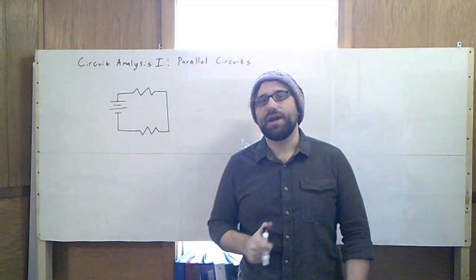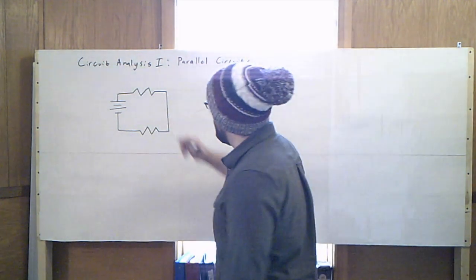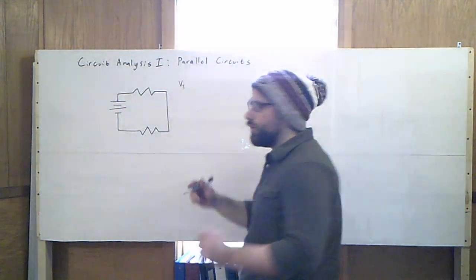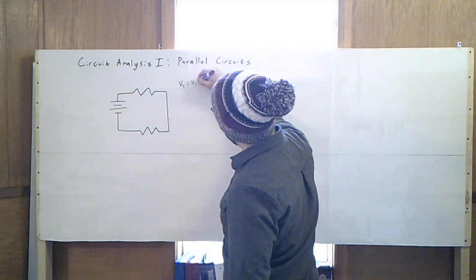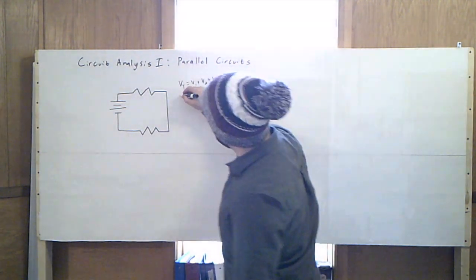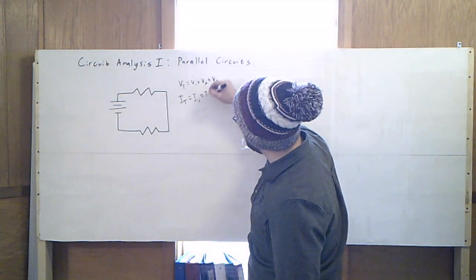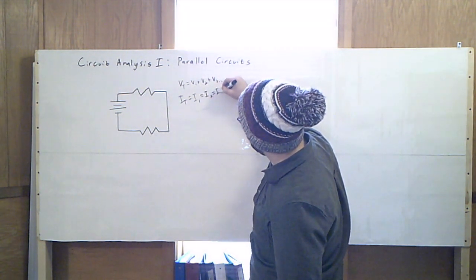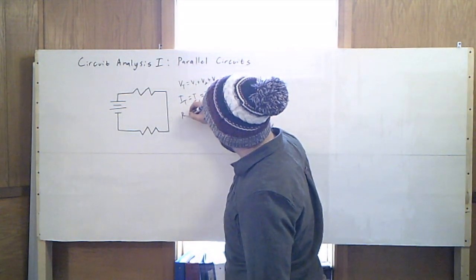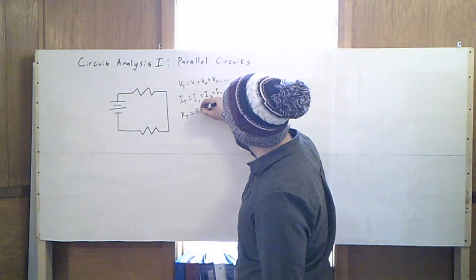So we've already investigated a series circuit. Let's review the equations that go with that. First off, I've got my voltage. My total voltage is going to be equal to the different voltages in the system. My total current is going to be equal to the current at any point in the system. And then my total resistance is going to be equal to the addition, the sum of all the resistors in that circuit.